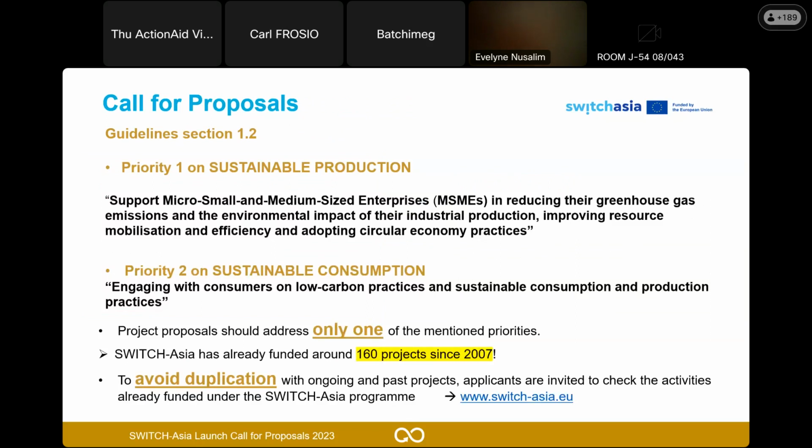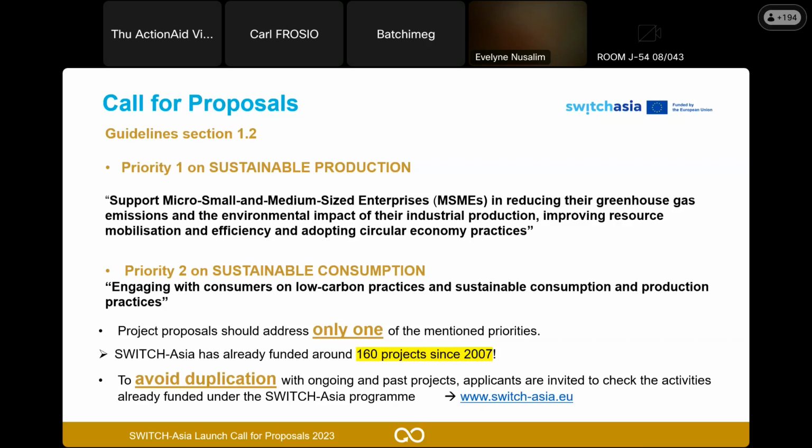There are two priorities in the guidelines under section 1.2. The first one is on sustainable production, and that is going to support MSMEs in reducing their greenhouse gas emissions and the environmental impact of industrial production, improving resource mobilization and efficiency, as well as adopting circular economy practices. So that's number one. The second one is on sustainable consumption, and it's engaging with consumers on low carbon practices and sustainable consumption and production practices.